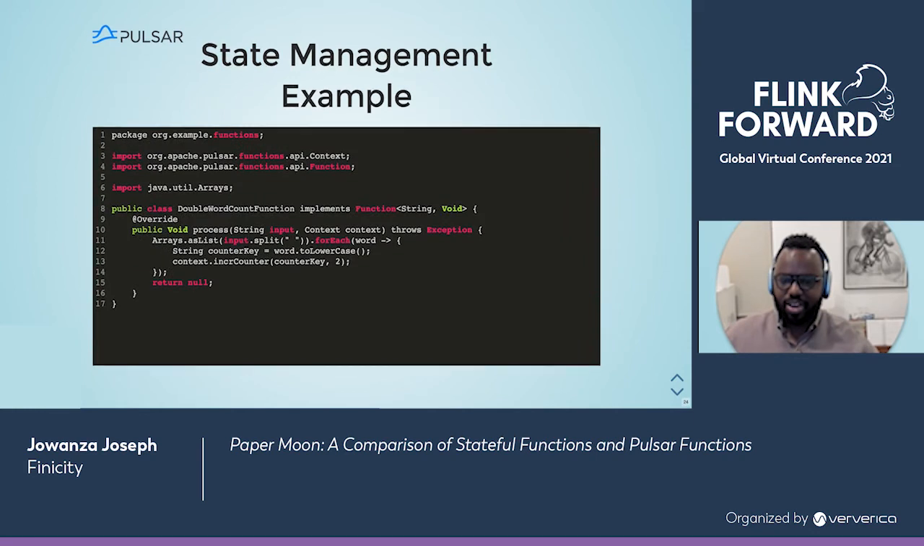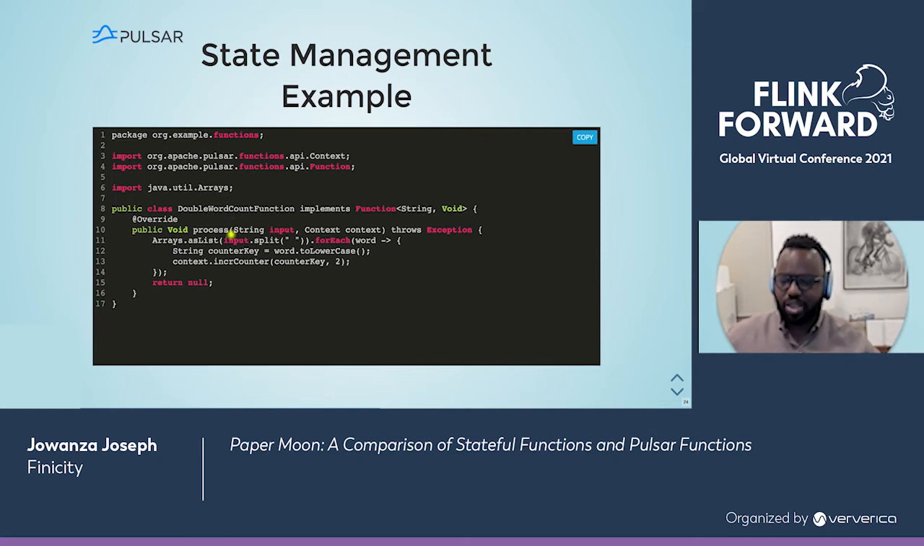So let's take a look at an example. So this is a stateful function. I'm sorry, it's not a stateful function, it's a Pulsar function. I mixed up my words here. That is using some of the same state management patterns that we saw in the stateful function. So we've had to do a couple imports. We import our functions dependencies here, and then we import a Java array. And this is in Java.